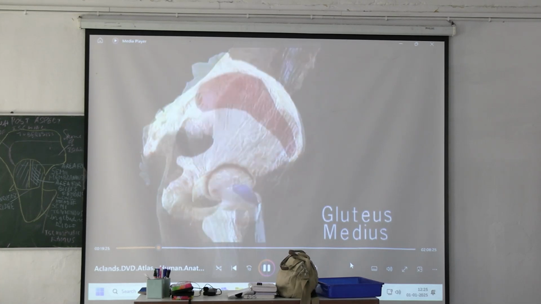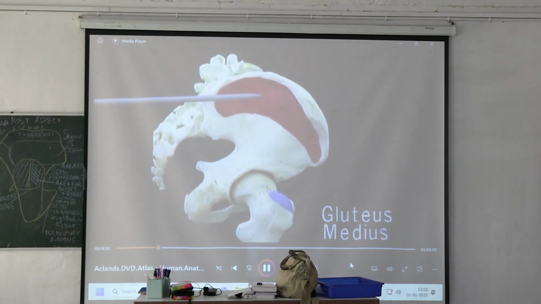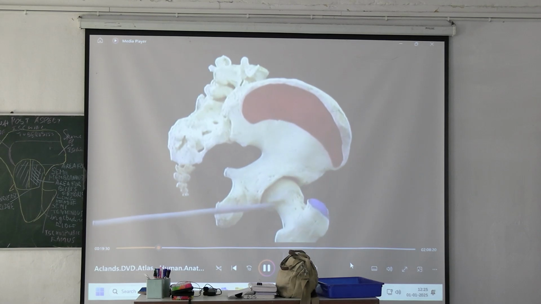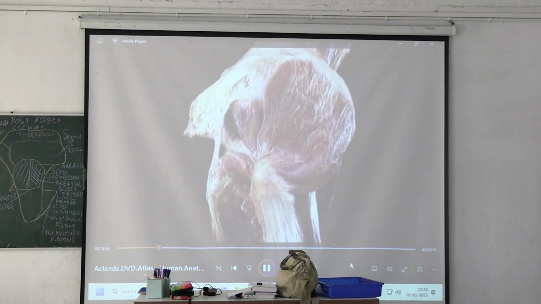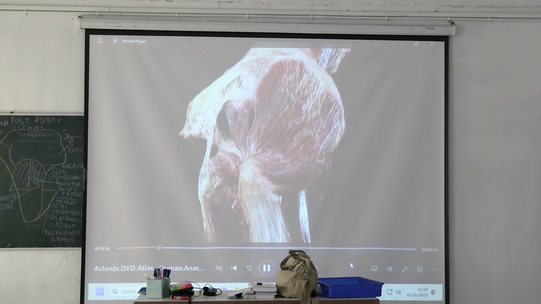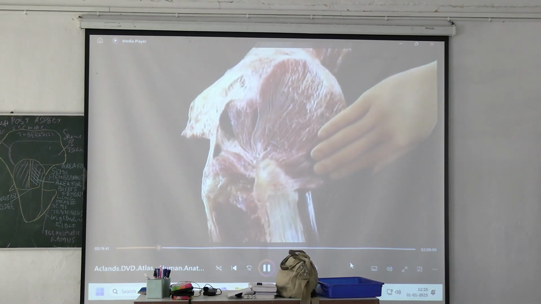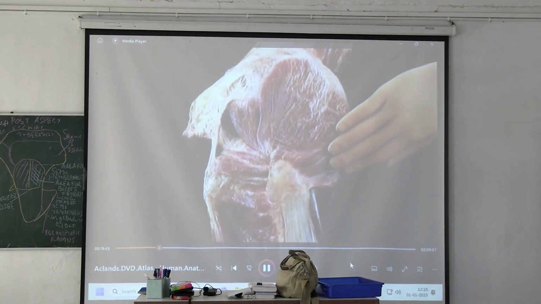Gluteus medius arises from this part of the ilium. It's inserted here on the outer aspect of the greater trochanter. The gluteus medius is mainly an abductor, as we'll see. Its anterior part also produces medial rotation.